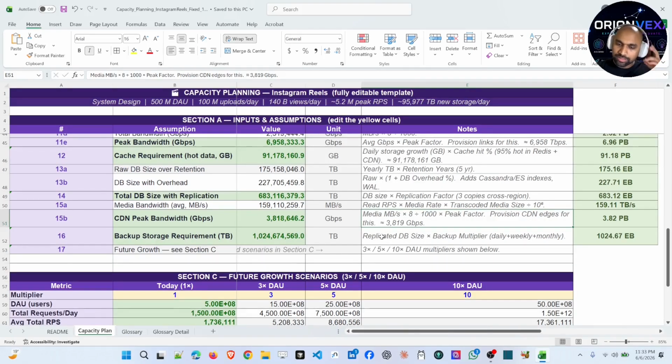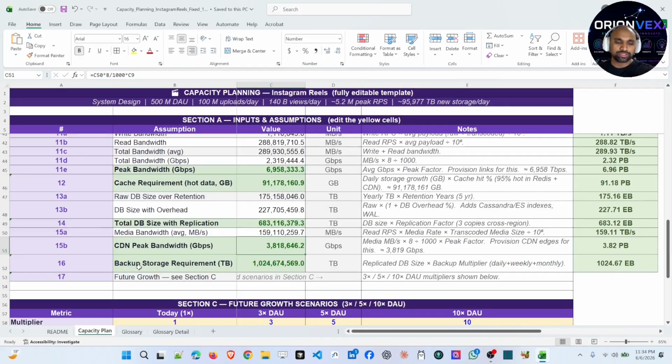replicated DB size times backup multiplier. That is around 1024.67 exabyte. We are multiplying the replicated database size by the backup multiplier. Backup multiplier will usually be for daily, weekly, and monthly backups we are considering. The backup storage requirement in terabyte is 1024674569 terabyte. This is in terabyte. We'll convert it into exabyte.